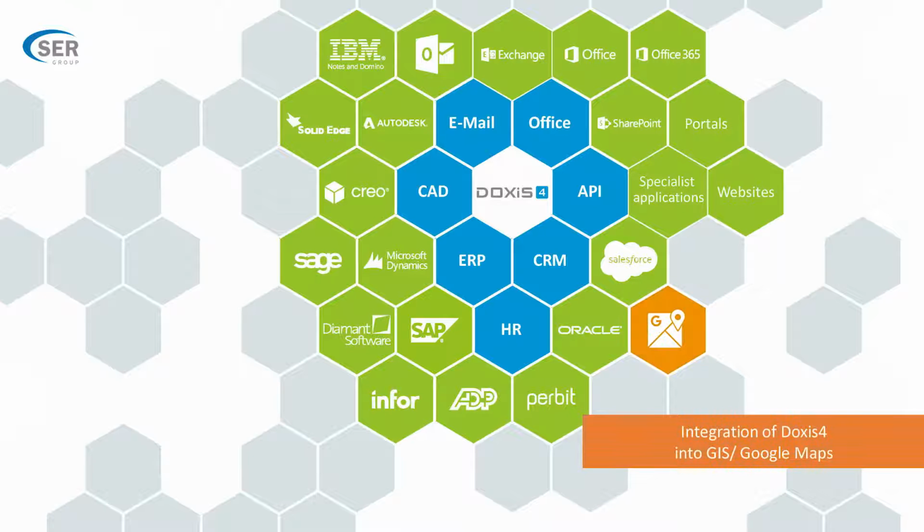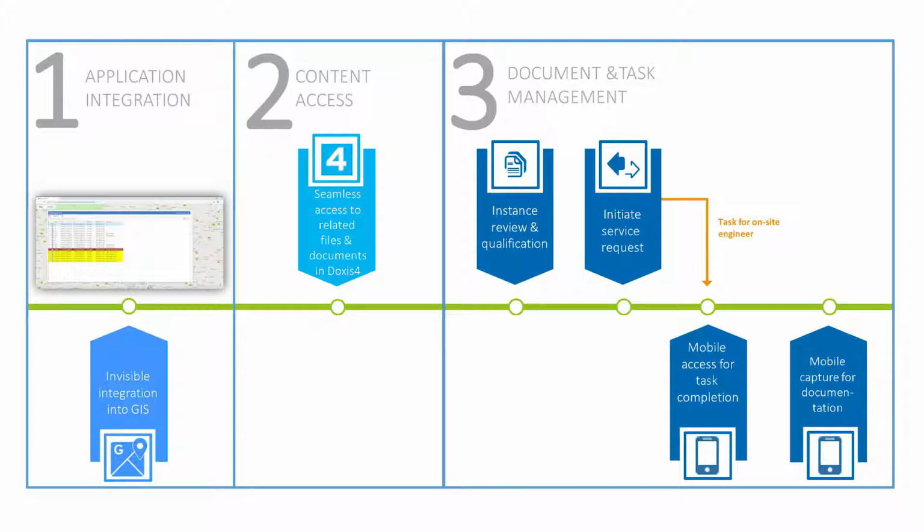functional requirements. In this scenario, we are dealing with an incident on the UK national grid. In this situation, the remote support engineer is using a GIS system to assess the incident and create a case. We'll show you how Doxis4 can be integrated into said GIS system.